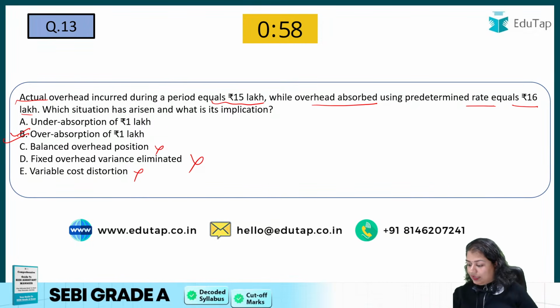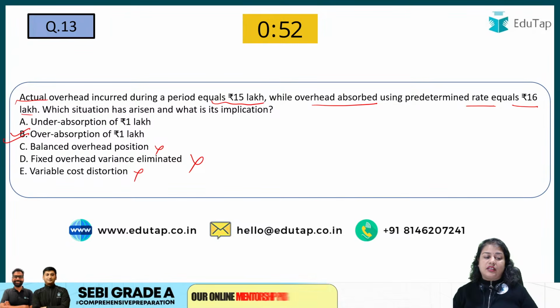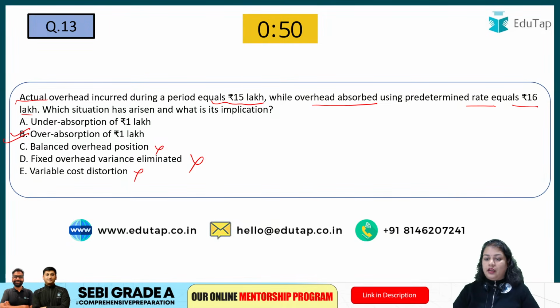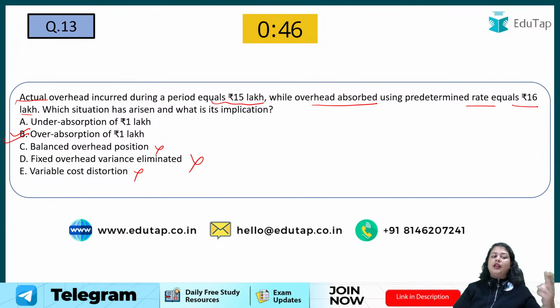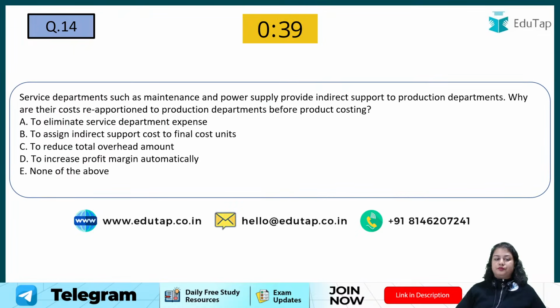So someone said A also, Nilesh, then Prateek also. So please try to understand this. We are over absorbing. We are not under absorbing at all. You should have confusion only between these two options, but it should be very easy to know that actual is less, but we have absorbed more. So this is over absorption of 1 lakh rupees.